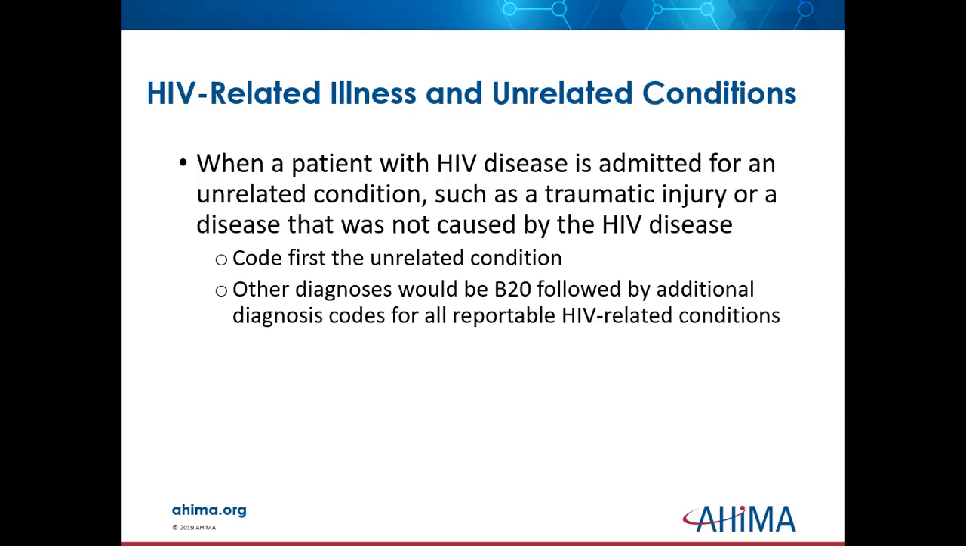This is discussed in guideline 1.C.1.A.2.G. When a patient with HIV disease is admitted for an unrelated condition, such as a traumatic injury or something that has no relation to the HIV diagnosis, the first code would be the unrelated condition. And then consistent with the general guidelines, we would still code the B20, even though it's not the reason that the patient was admitted, because it still affects the care and management of the patient. So we'd code the B20 followed by any additional diagnosis codes for any reportable HIV-related condition.